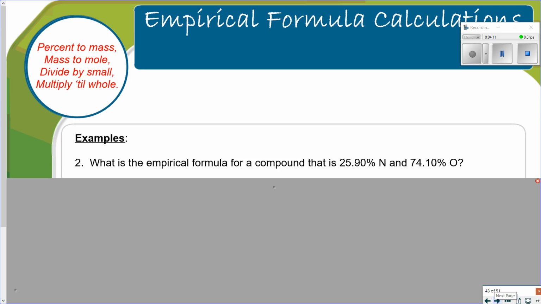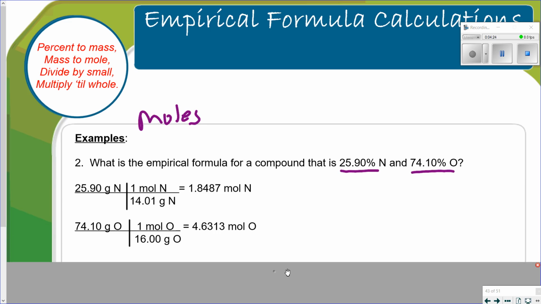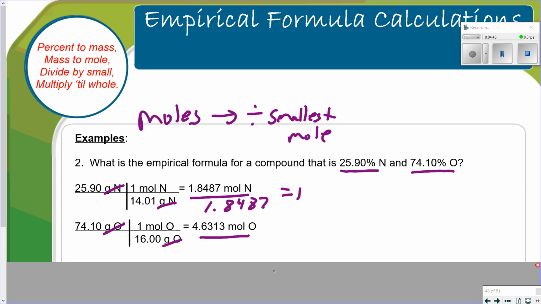What is the empirical formula for a compound that is 25.9% nitrogen and 74.10% oxygen? First thing you want to do is convert to moles. You want to get to moles. And since we've done this so many times, I went ahead and preset this. So grams of nitrogen to moles of nitrogen, grams of oxygen to moles of oxygen. Now that we're in moles, then we're going to divide by the smallest moles. So that would be, in this case, 1.8487, that equals 1. And then 1.8487, and that is equal to 2.5.